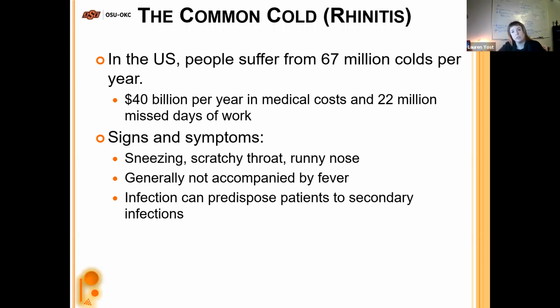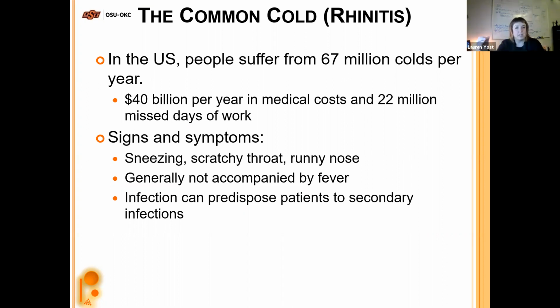The first disease we're going to get into is the common cold. Common cold is also known as rhinitis. It's inflammation, infection of the nose itself. It's costing the U.S. a lot of money, a lot of missed days of work.